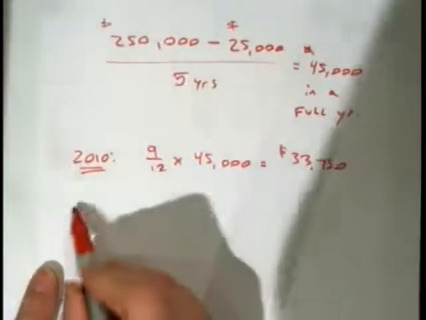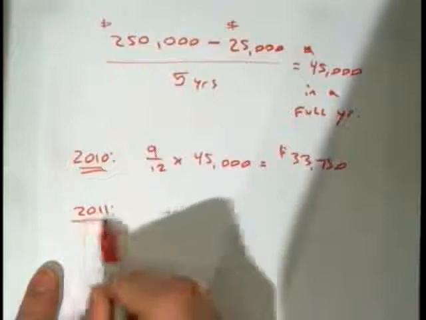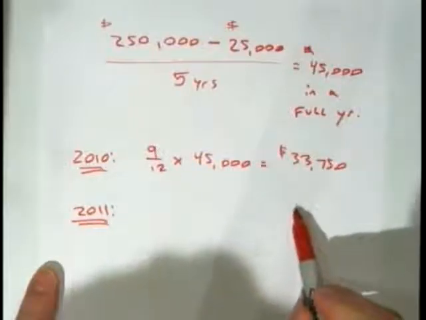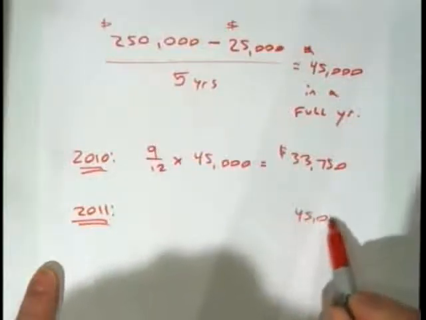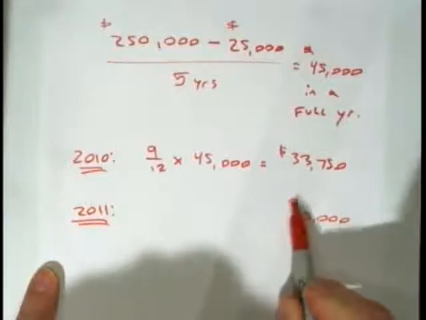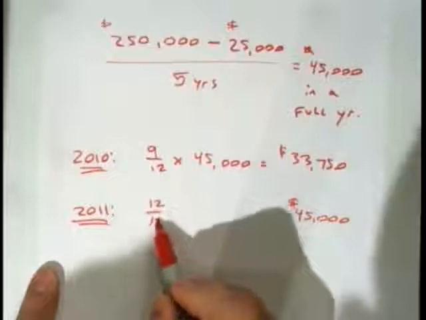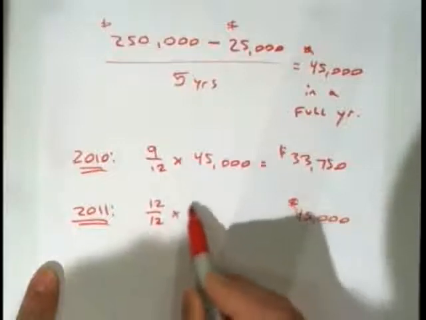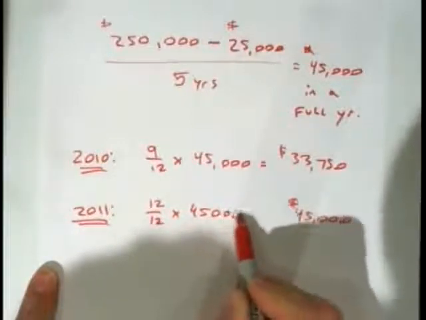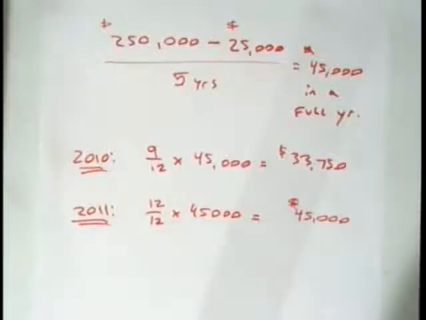Now in 2011, we have it for a full year, don't we? In operations, correct? So we depreciate $45,000, or if you wanted to think about it, you could say, well, we had it for 12 out of 12 times $45,000. Of course, 12 divided by 12 is 1. So you could think of it that way if you would rather. Okay? Cool? That's not too hard, is it?